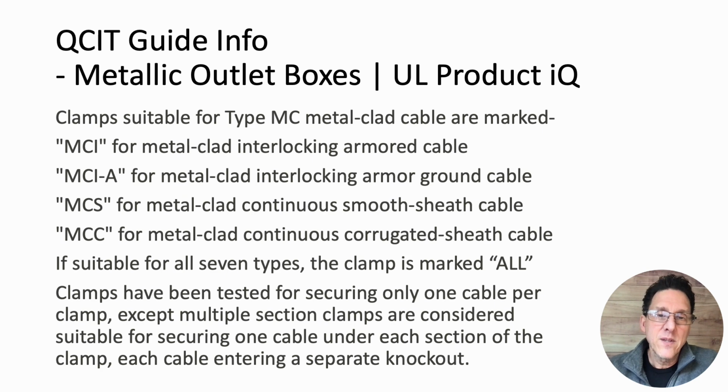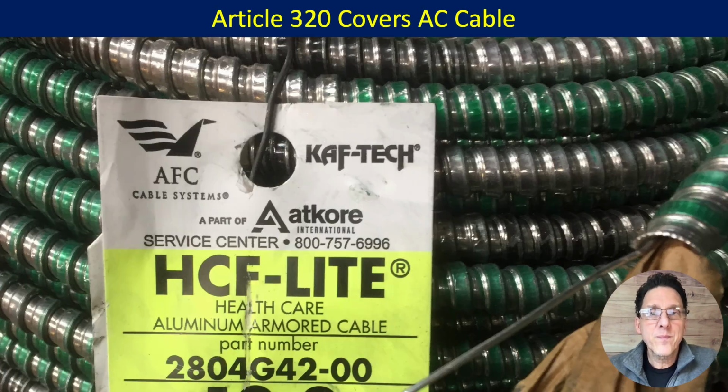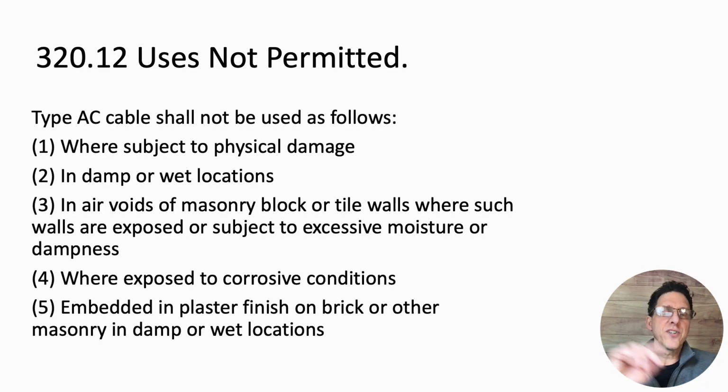Let's take a look at some cable wiring methods. All right, this is AC cable, armored cable. This is healthcare type. It's got the bonding strip, and it also has a green insulated equipment ground as well. That makes it suitable for healthcare facilities. And it's aluminum armored cable. Now, Article 320 covers uses permitted for AC cable. Let's take a look at what's not permitted, right? This is what the code book says. Use is not permitted, right? There's 5 situations or installations that you can't do with AC cable.